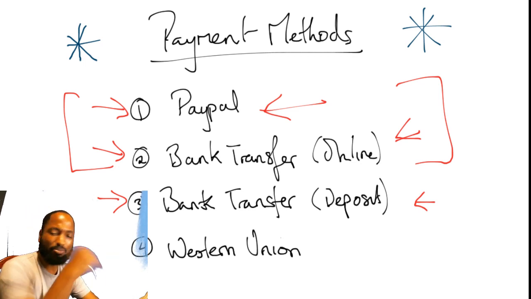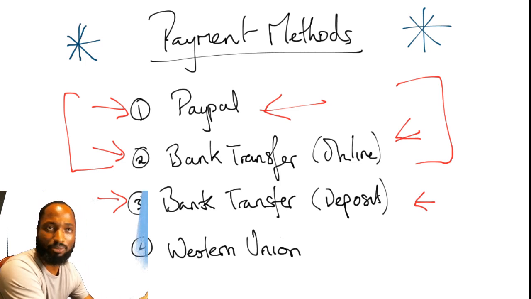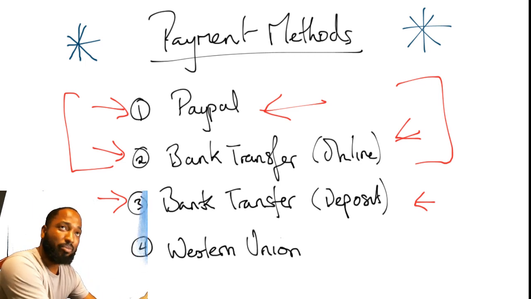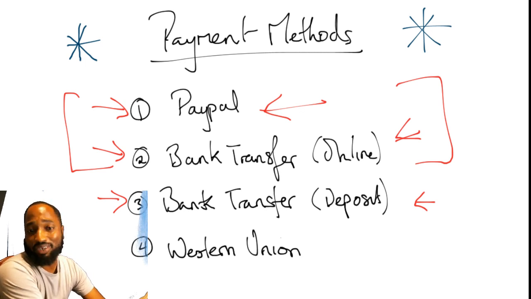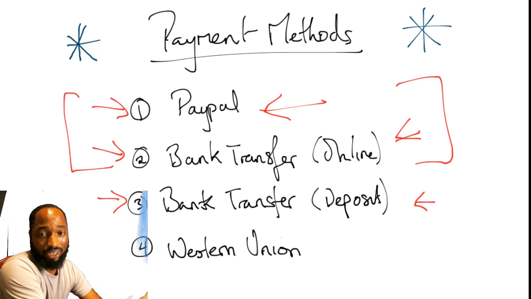But the bank transfer deposit, where you're going into the bank, I think some people are getting problems to do that, like in Jamaica. Some people are getting problems in Guyana. Some people do not live close to a bank. And when you go in the bank, it takes forever. So that's why I say number one and number two are the best methods.